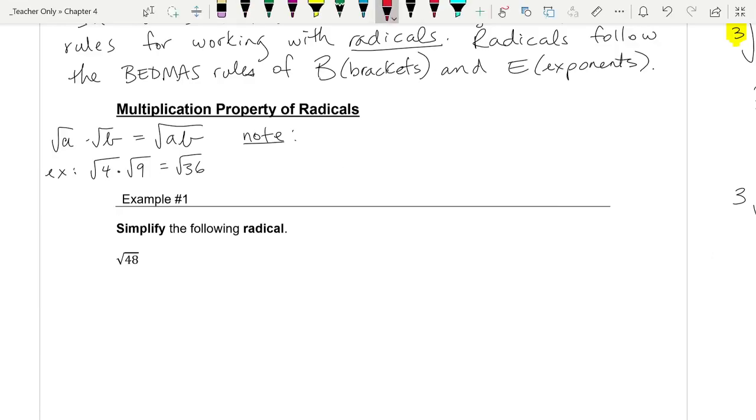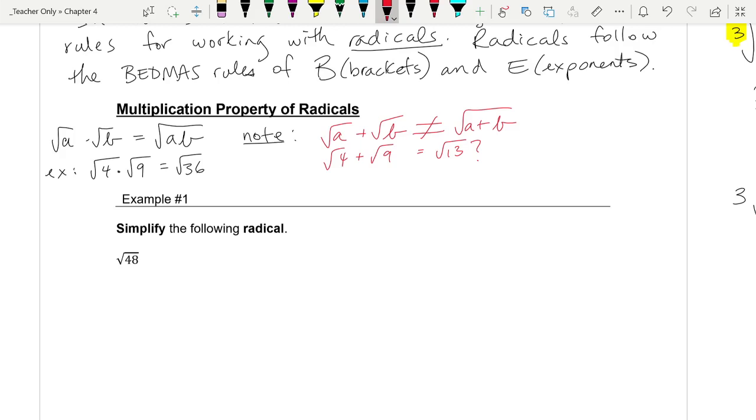Don't ever do it. The square root of a plus the square root of b does not equal the square root of a plus b. Not possible. Try it if you don't believe it. For example, is the square root of 4 plus the square root of 9 equal to the square root of 13? Is that a true statement? No, obviously it isn't. 2 plus 3 is 5. 5 times 5 does not make 13. Okay? So that's the multiplication property of radicals.